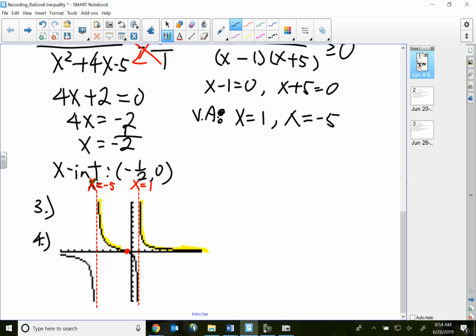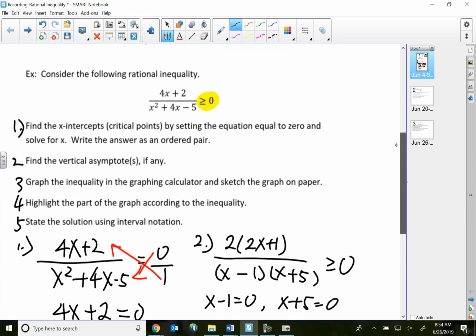Now, once I highlight it, I can see the parts that are above the x-axis. So it's going to be from the vertical asymptote. It's very important: your solution starts from negative 5, using parentheses because it's a vertical asymptote. That's why we use parentheses, comma, all the way to negative half. From negative 5 to negative half, this part of the graph is above it. I'm going to use a bracket for my negative half because of the greater than or equal to part.